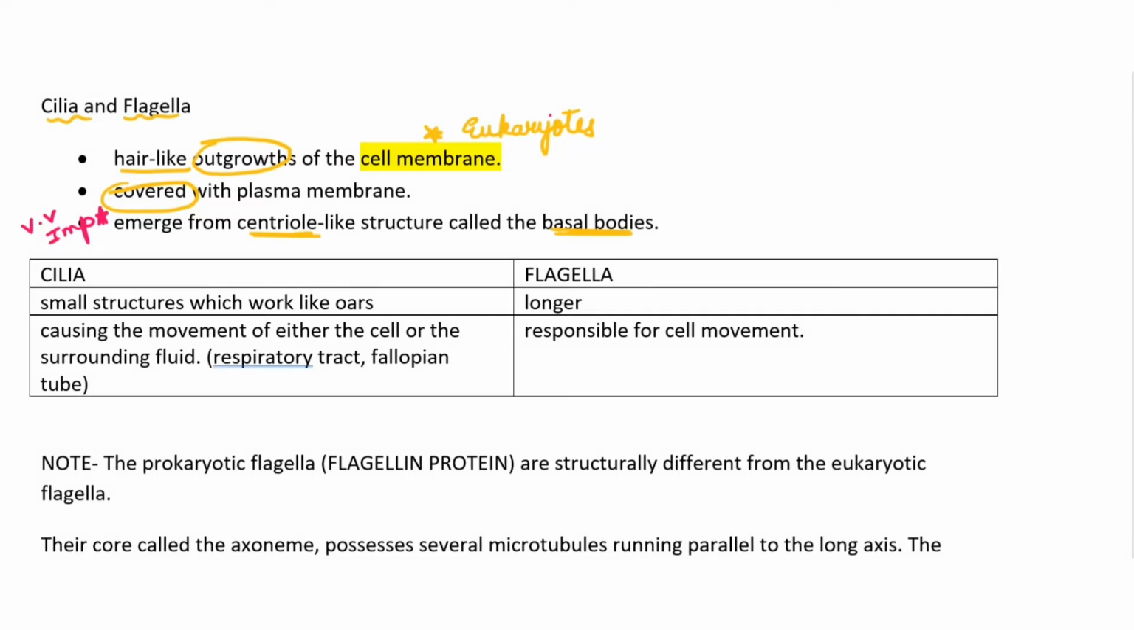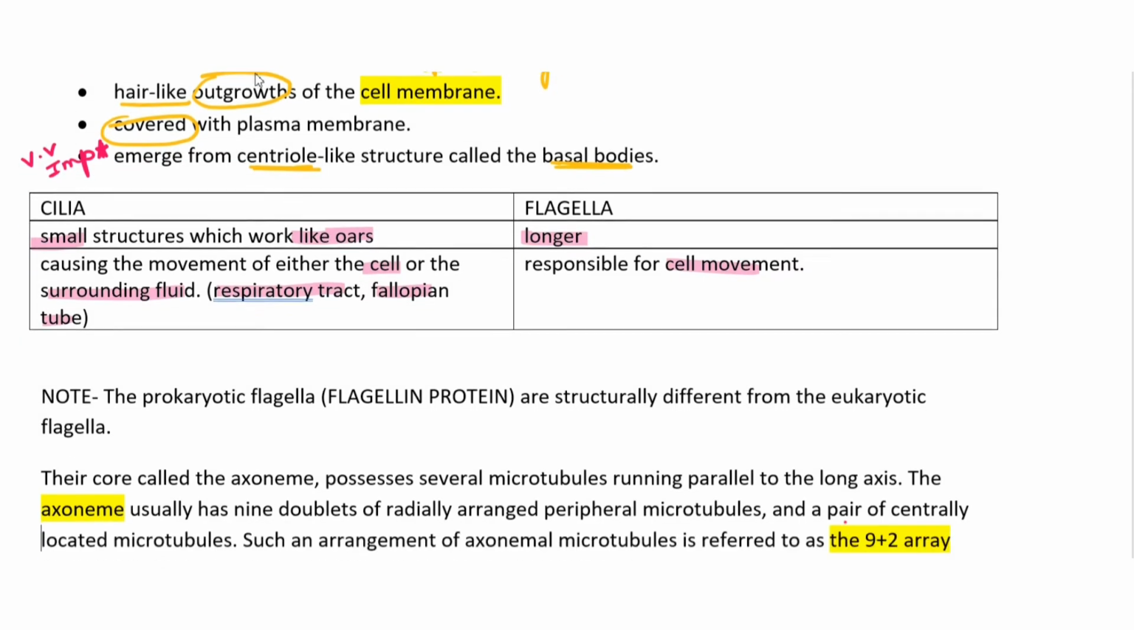So what is the difference between cilia and flagella? Cilia are small. They work like oars, but flagella are longer. Cilia cause movement either of the entire cell or of the surrounding fluid. We observe in our respiratory tract and in our fallopian tube there are cilia present which help in the movement of, for example, mucus in the respiratory tract, right? Flagella, on the other hand, is responsible for the movement of the entire cell from one place to another. Cilia and flagella, this is an important topic, so pay attention to it.